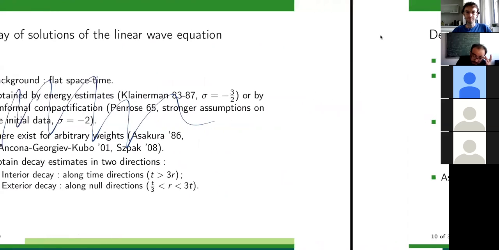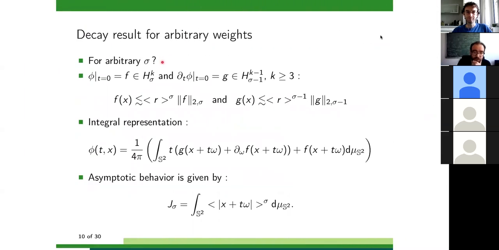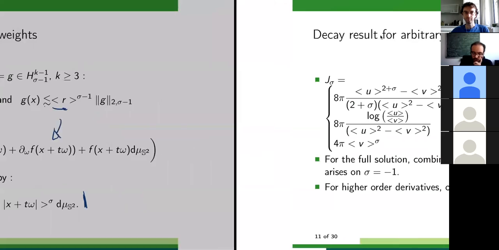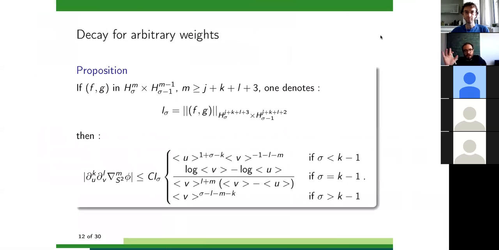And if you want to get the decay for these things, well, how do you do it? For an arbitrary sigma, you take initial data, you use Sobolev embeddings. So if you control a sufficient number of derivatives in L2, you will get pointwise control. And so this is what I'm writing here. And you will get an integral representation of the solution, right? I mean, these are very basic things. And at the end of the day, the only thing that you need to understand: you will plug this decay in there, and then you just have to calculate what's happening here. It happens that this is something that you can calculate explicitly. And I'm jumping over the calculations. Let's just have a look quickly at the result.